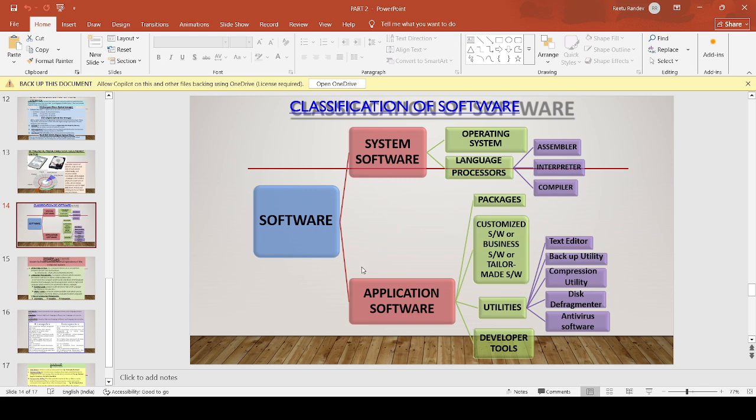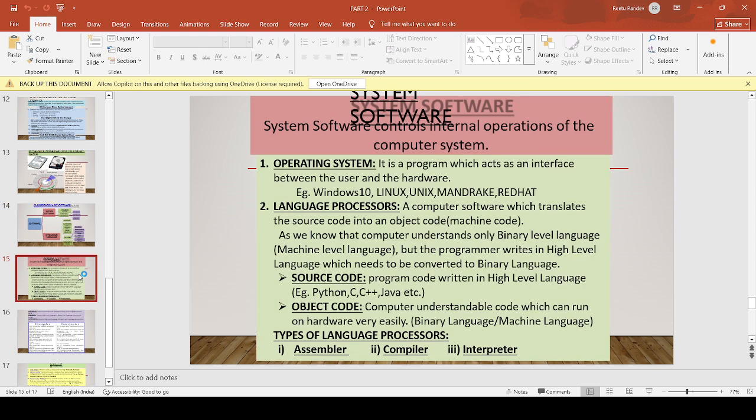Whereas another part of the software is the application software. It comes in the form of packages, user-tailored software, utilities and developer tools. We will see them one by one. What is its utility? What are apps? What is an operating system? The types of operating systems.